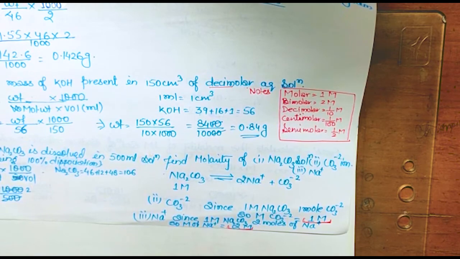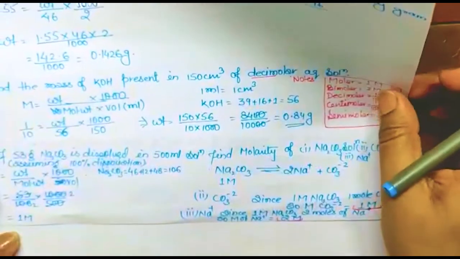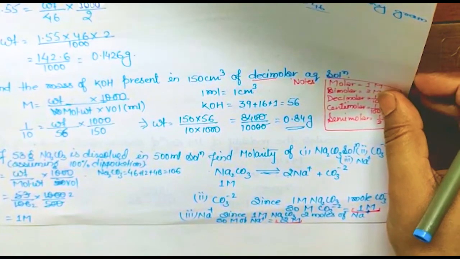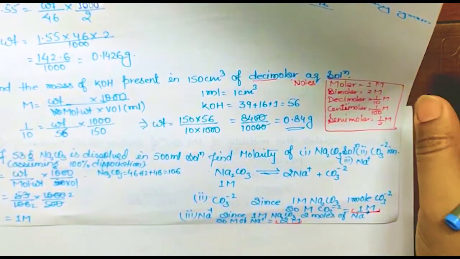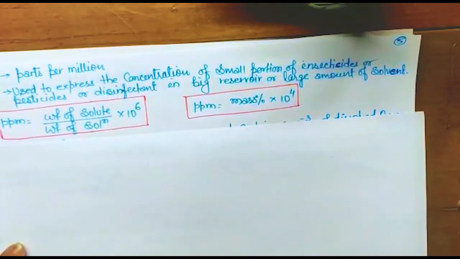Okay. So now let's start the next topic. We have finished molarity and mass percentage. The next topic is parts per million. That is also a very small topic, so let's complete that also. So, about parts per million.